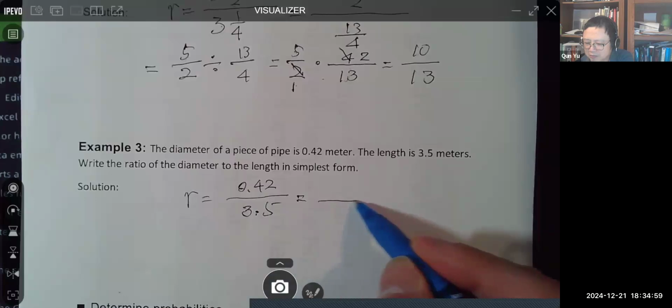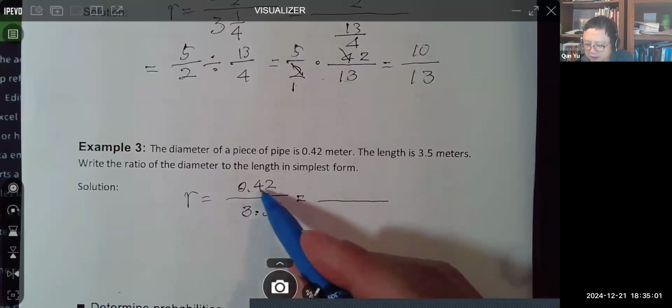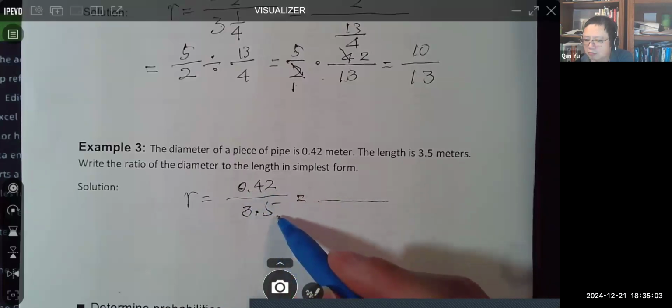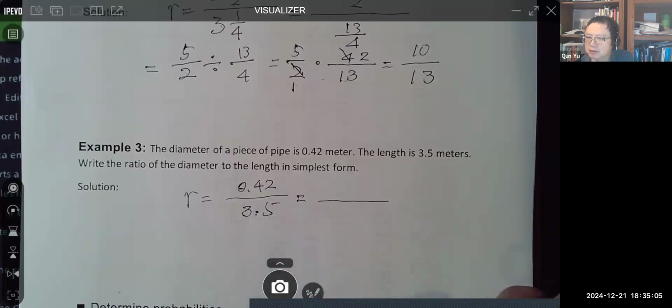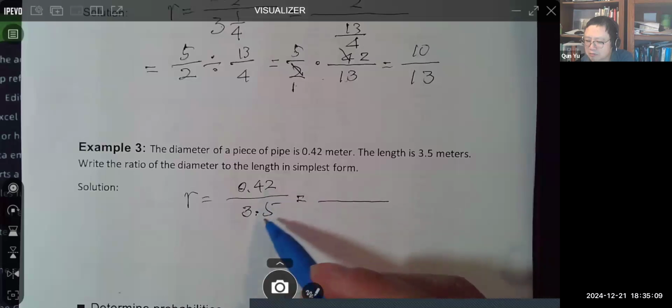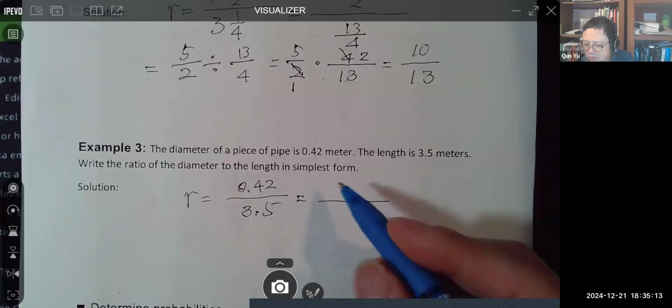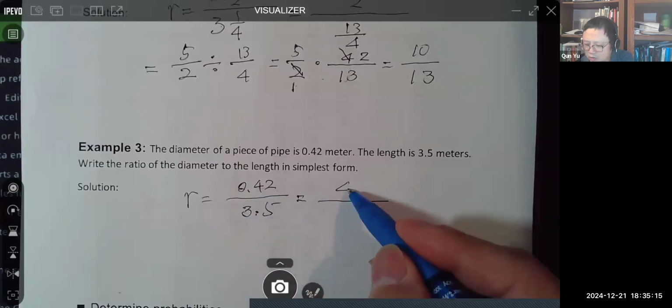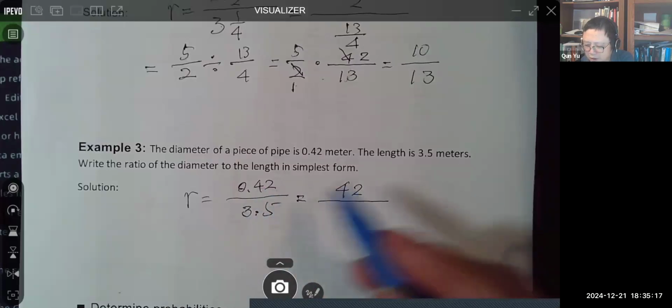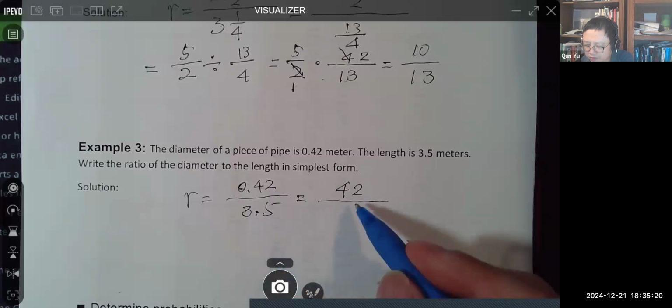So we need to move the decimal point to the right two places. By the way, we have to move the same number of decimal places in both numbers in order to keep the value the same. So both need to move two decimal places. 42, there's two decimal places, and 350.